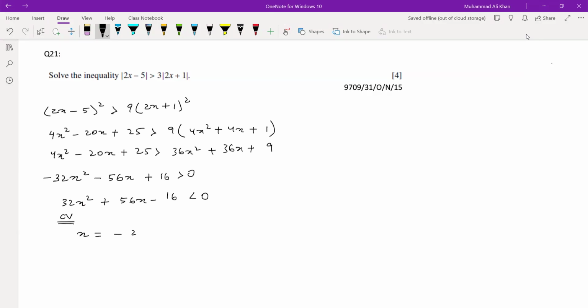Minus 2 and 1 over 4. The two critical values are here. Whatever the sign of the last step is, that sign goes on both sides of x: the smaller value here and the larger value here. Are you clear? Any confusion? No.